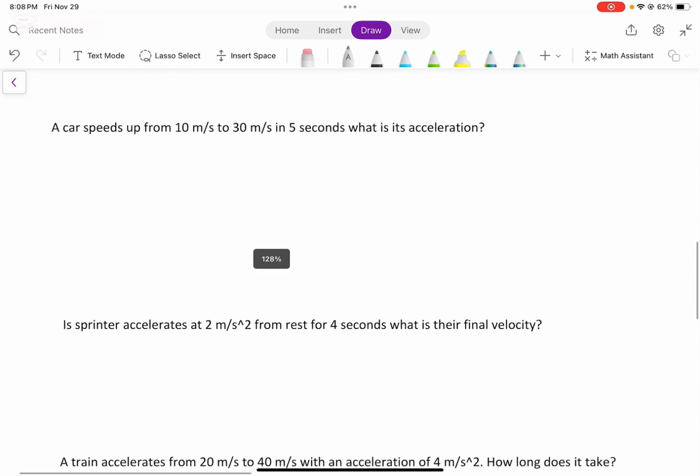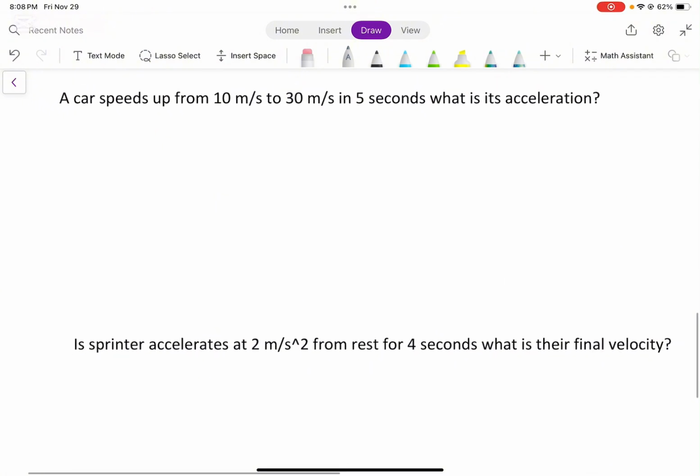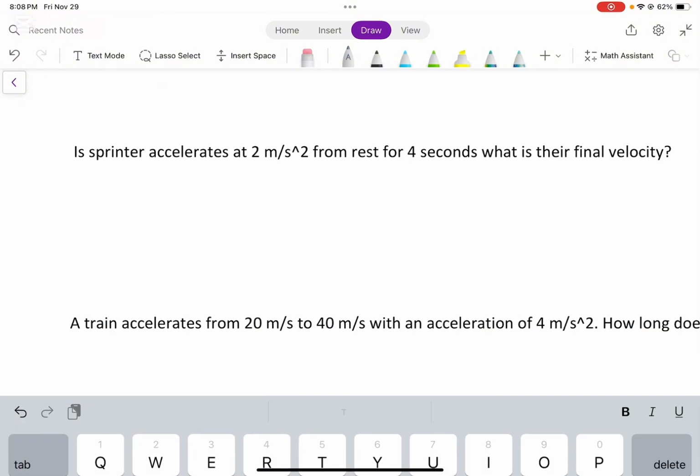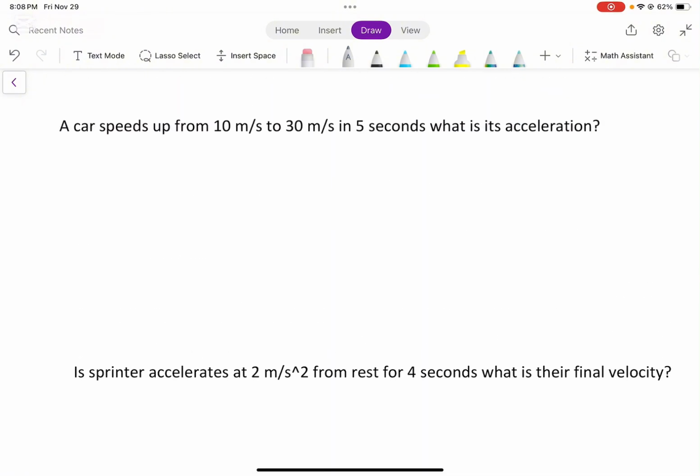Okay, now we have some sample problems in front of us, and we'll try to work through them using velocity and acceleration, and what we know about what we're dealing with. In the first question, it says a car speeds up from 10 meters per second to 30 meters per second in 5 seconds. What is its acceleration? For this question, it doesn't give us a specific direction, so we can just automatically set right as positive.